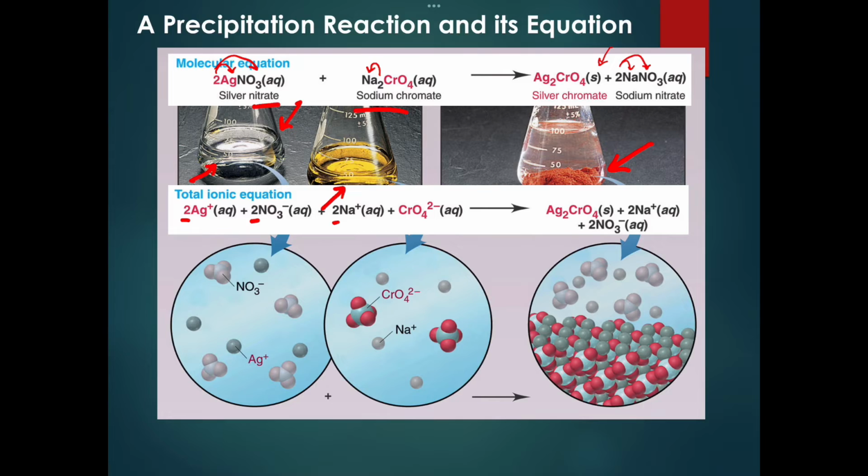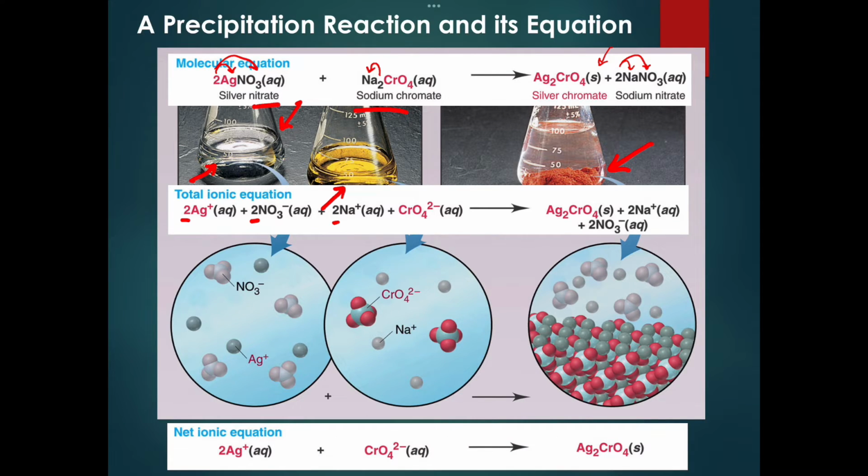As you can see, the sodium and the nitrate both show up in exactly the same way on both sides of this equation, right? So we can actually cancel those out. 2 sodiums, 2 sodiums, 2 nitrates, 2 nitrates. Those are our spectator ions. They are not participating in this reaction. To write the net ionic equation, we remove our spectator ions and then just bring down everything that's left. So what's left is we have 2 silver, our chromate, and that's making silver chromate.